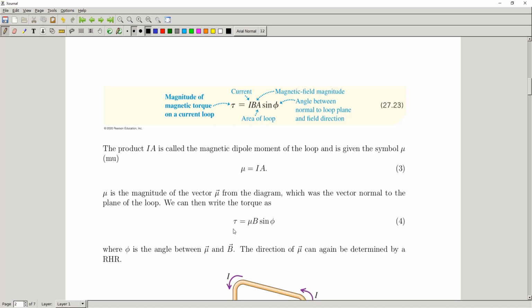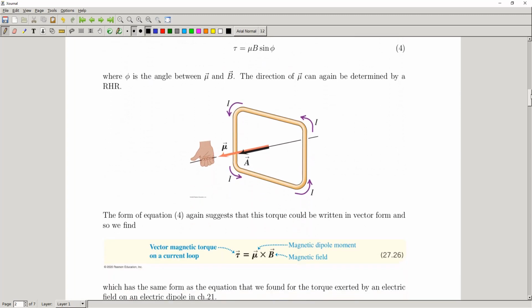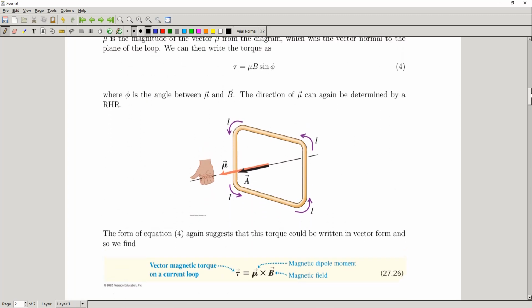But expression 4 here looks very much like it wants to turn into a cross product, right? We have something times the sine of the angle between them. And that's basically just going to end up giving us a cross product. This is good because when we talked about electric dipole moments back in chapter 21, we ended up defining them in terms of a cross product, and the same thing happens here.